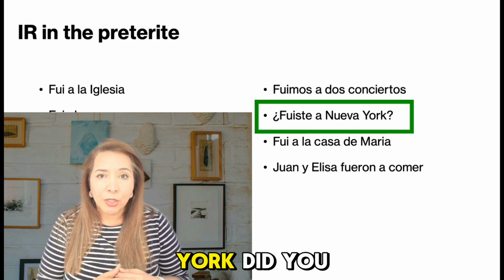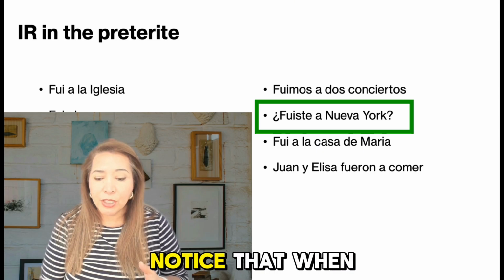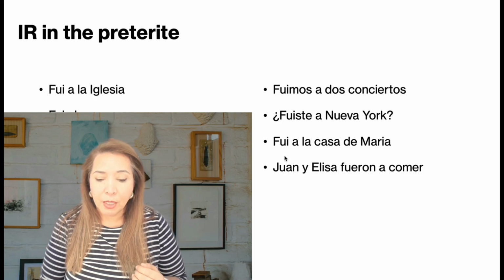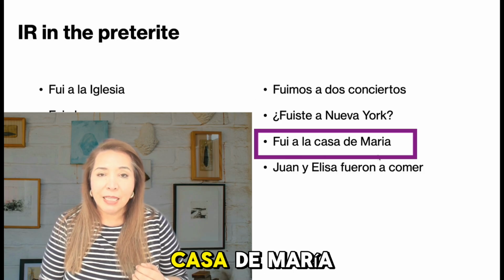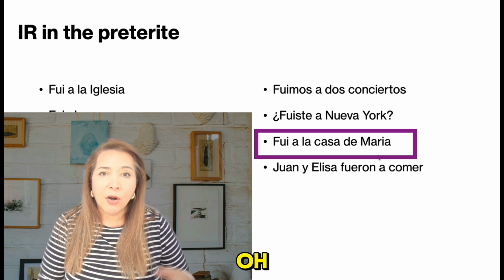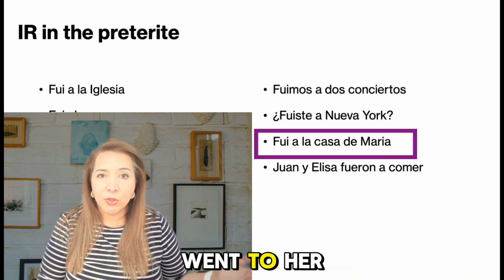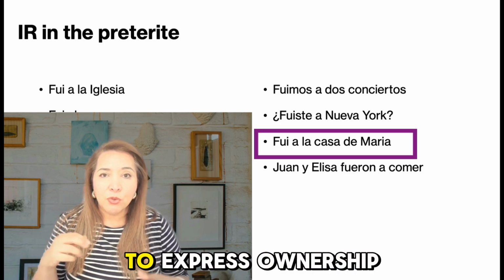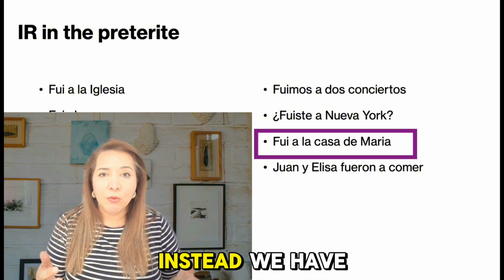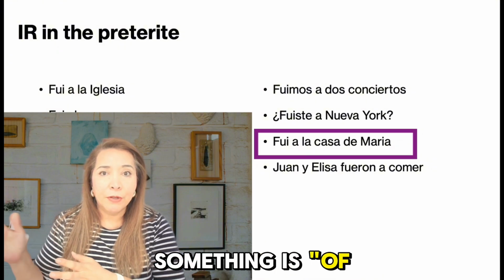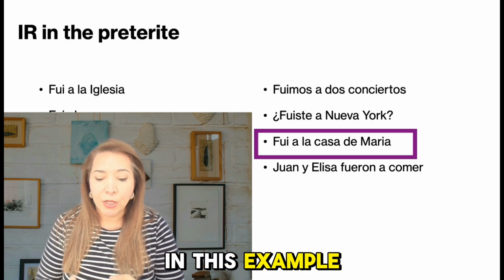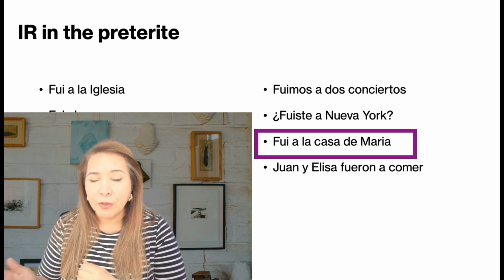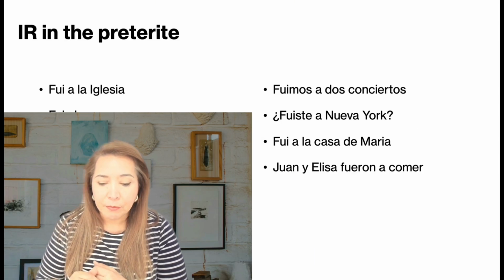Fuiste a Nueva York? Did you go to New York? Notice that when I have the name of the city, I don't have an article. I don't need it. Fui a la casa de María. In English, we could say, oh, I went to Maria's, meaning I went to her house. Remember, in Spanish, we don't have that apostrophe S to express ownership. Instead, we have to say that something is of somebody. In this example, the literal translation would be, I went to the house of María. Fui a la casa de María.